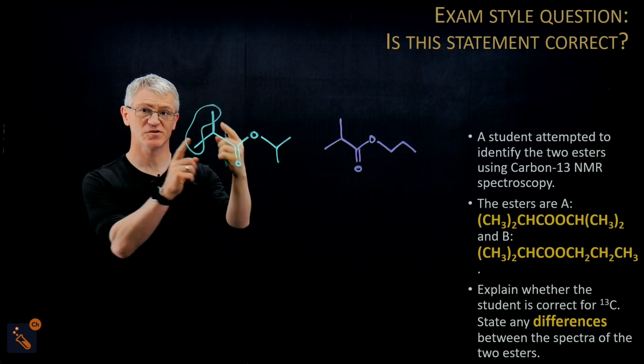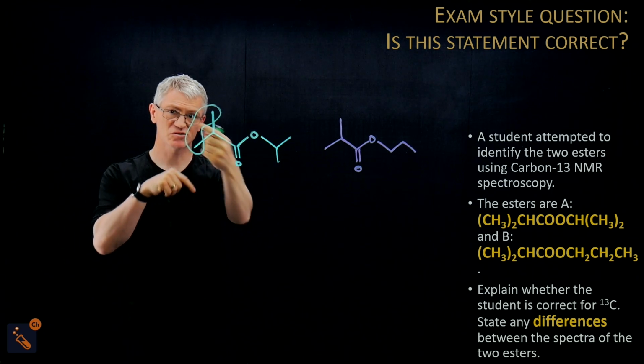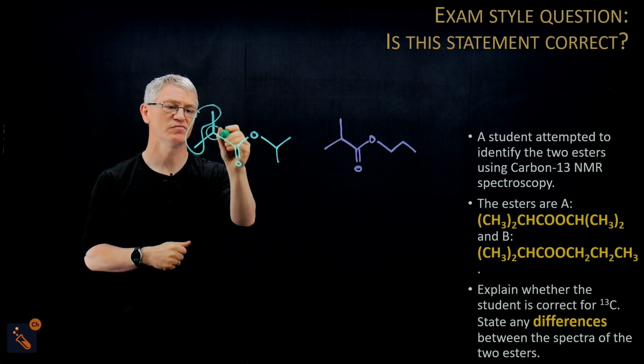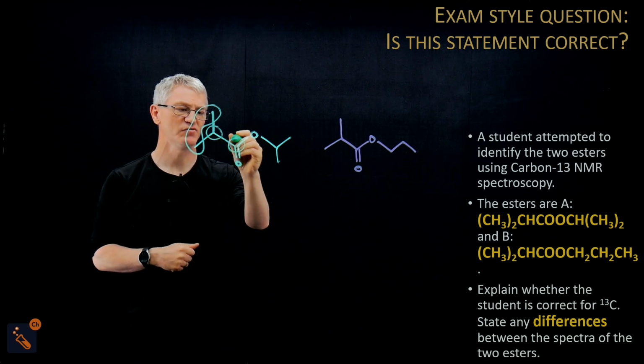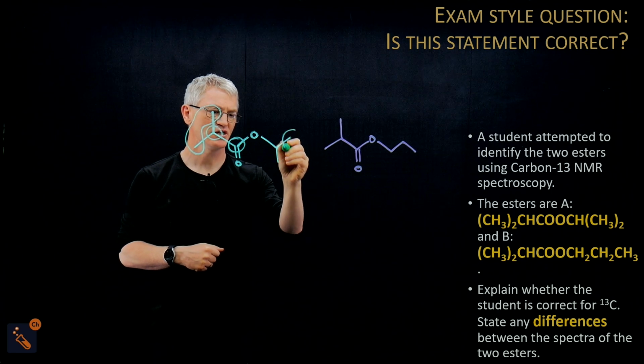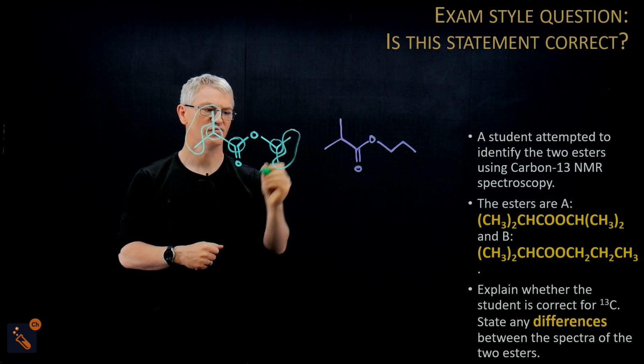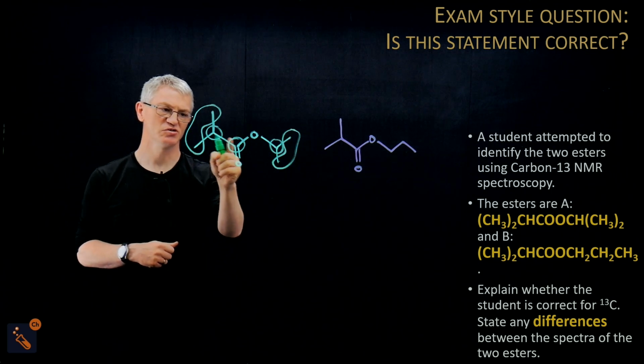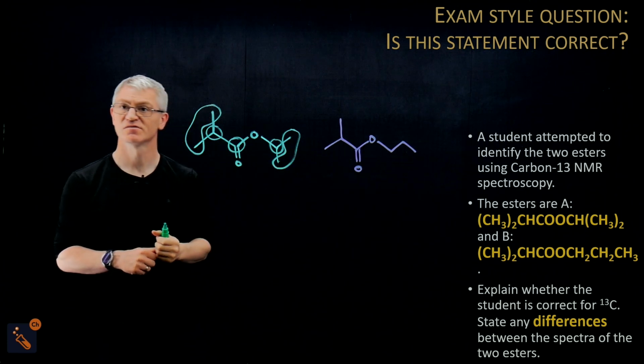So that's the same environment. You see it's kind of symmetrical there. Then we have another environment here, and another environment here. Same environment again, and another environment here. So that means 1, 2, 3, 4, 5. We've got that.